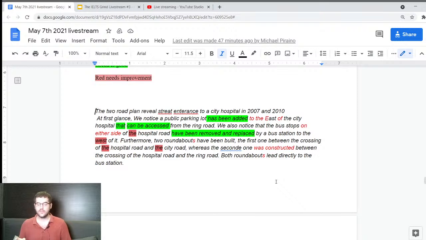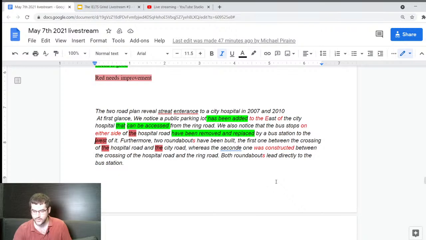Either side of the hospital is a lot better than what he had said before. The hospital road, we talked about this mistake. When you have the names of roads, don't have the. Have been removed and replaced. Nice. Passive voice, present perfect, used correctly.